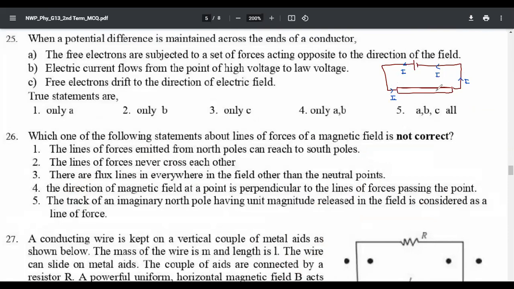But the electrons are going to get attracted to the opposite. I mean, this is minus and this is plus. So electrons are going to travel in the opposite direction. No? Electrons are going to get attracted towards the positive terminal of the battery because it's like high potential. So towards high potential, it will get attracted. It's like an electric field will be created across this, where this is like the plus end, this is like the minus end. The free electrons are subjected to a set of forces acting opposite to the direction of the field. Interesting. What is the difference?